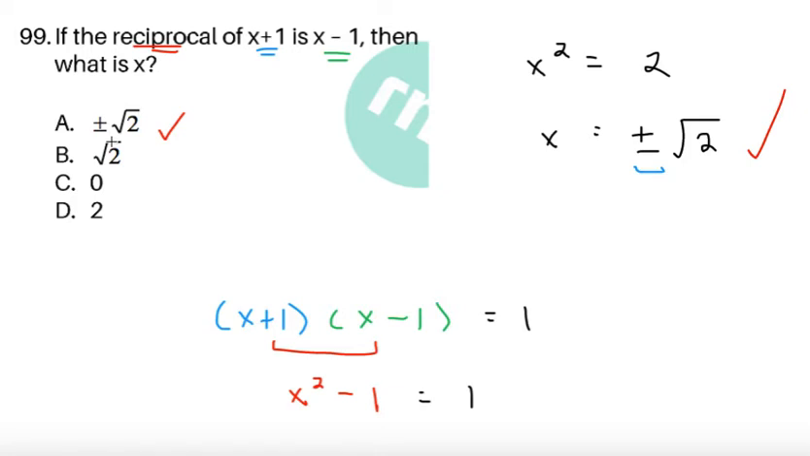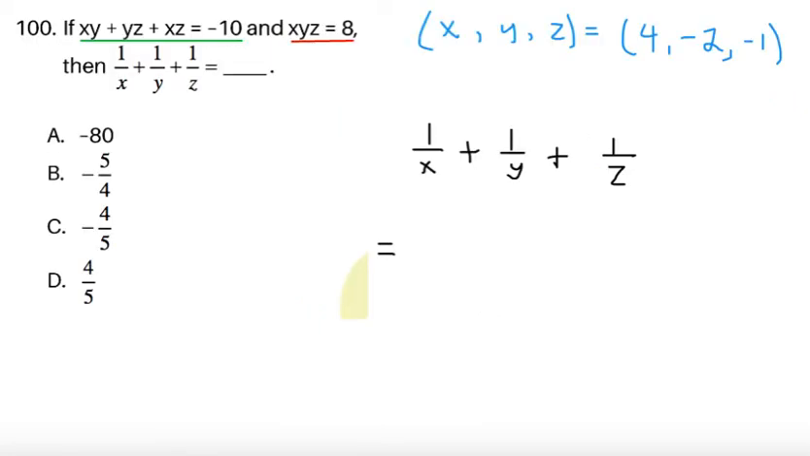Now, for the last item: if xy plus yz plus xz equals negative 10 and xyz equals 8, then 1 over x plus 1 over y plus 1 over z equals what? You can do trial and error, and a little bit of spoilers, if you do, I guess you would end up with this solution: 4, negative 2, negative 1. It doesn't really matter, we can permute all of these. So the set of values for x, y, and z should be this.